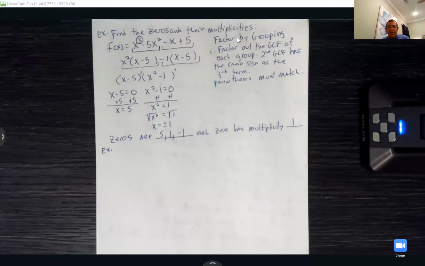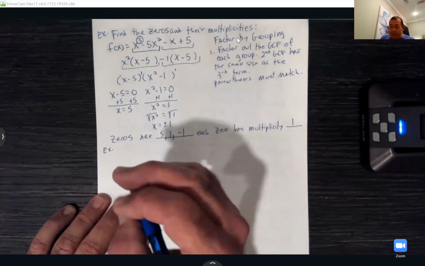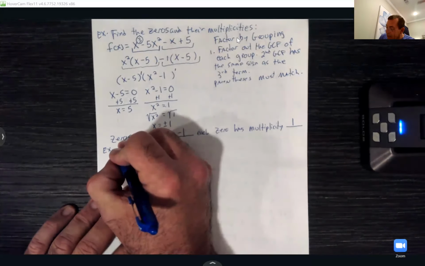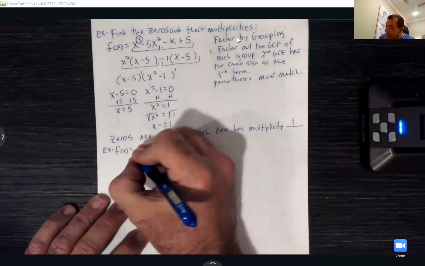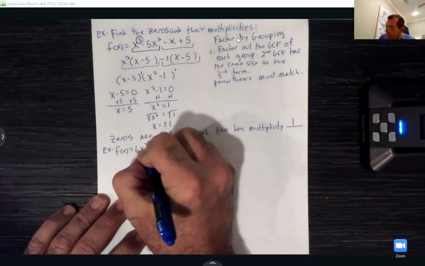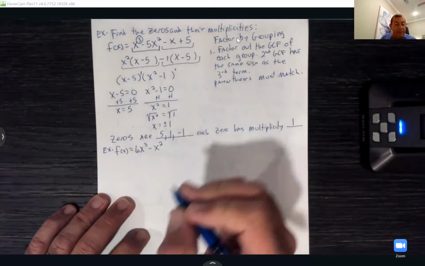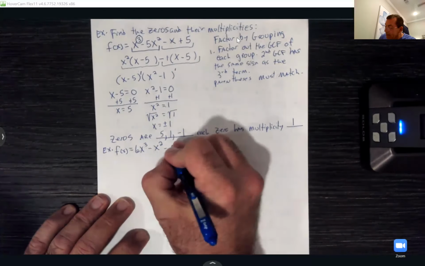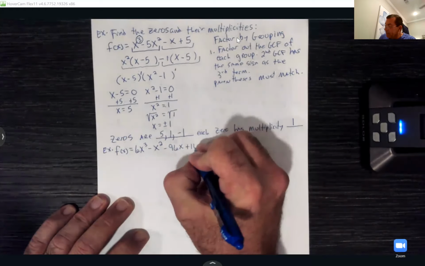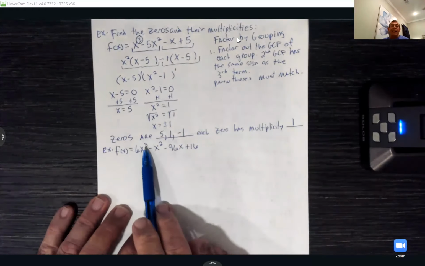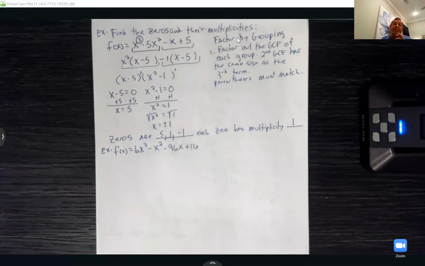So y'all, let's have another one of these, because you can never do too many of these 4-termers. Same thing on this one. We've got f of x equals 6x to the third minus x squared minus 96x plus 16. You'll notice this has an exponent of 3 again, so I'm expecting at least 3 zeros for this.